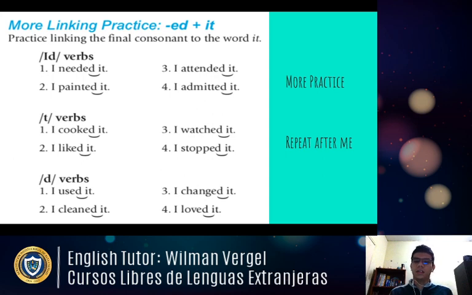Loved it, changed it, cleaned it, used it, stopped it, watched it, lighted it, cooked it, admitted it, attended it, painted it, and knitted it. Okay, good. So this is very simple. It's a matter of practice, as I told you. But you need to be careful. Every time that you have the ED ending of the verb, and then you have a vowel sound, you have to link. You have to make the linking sound.